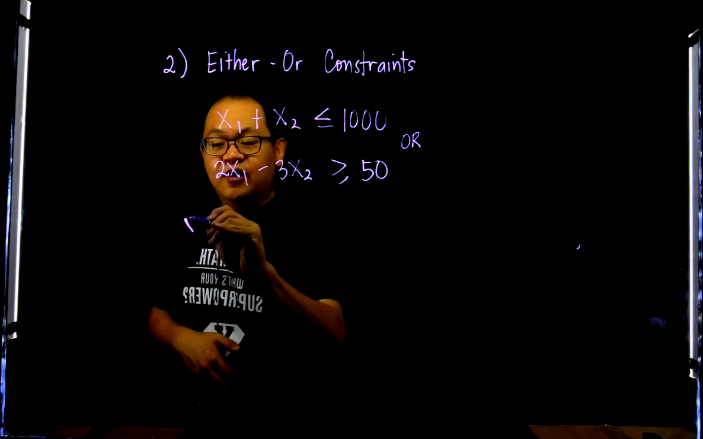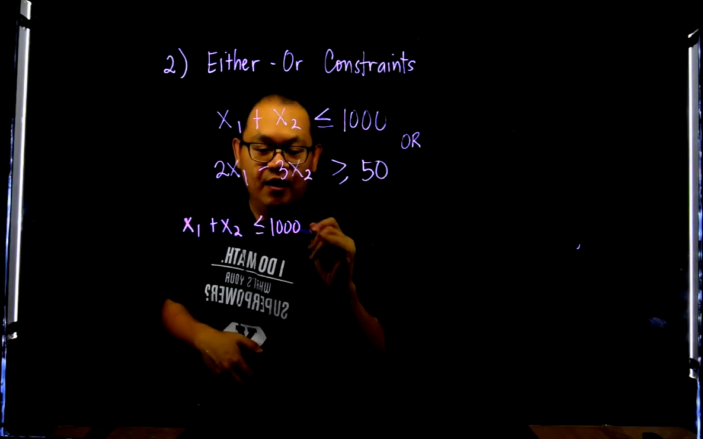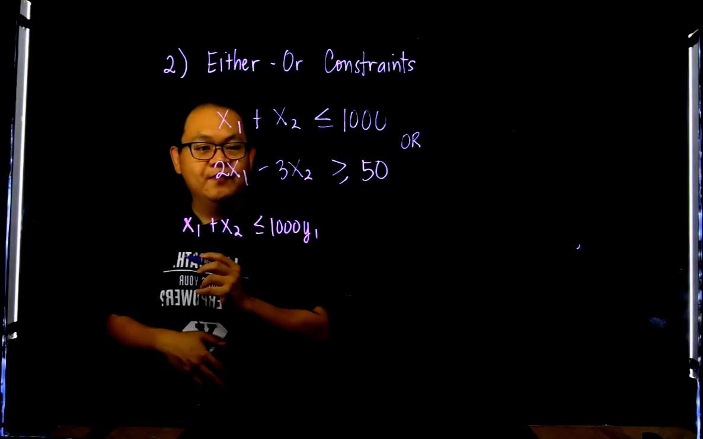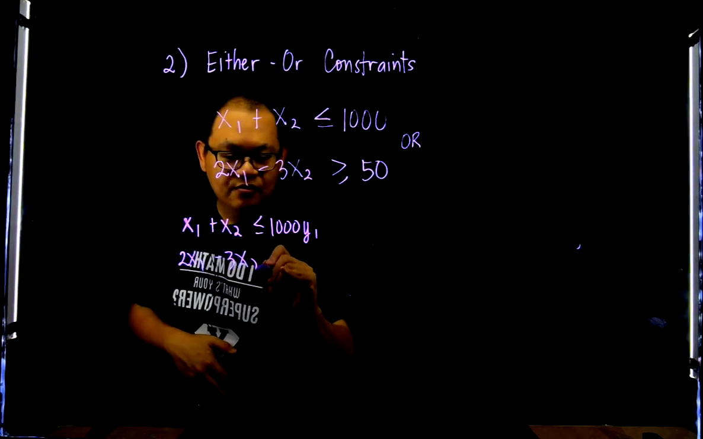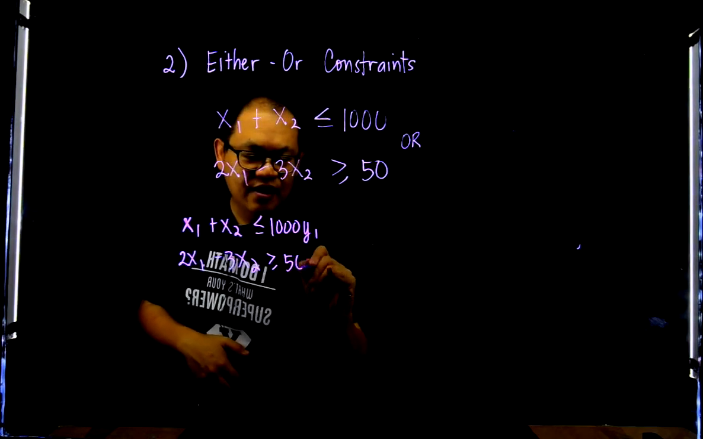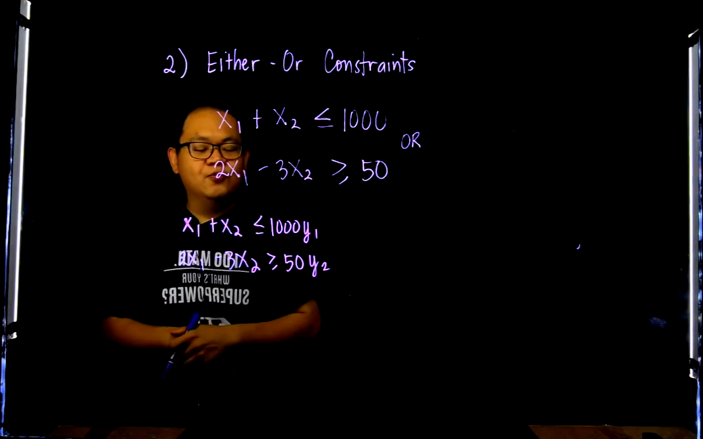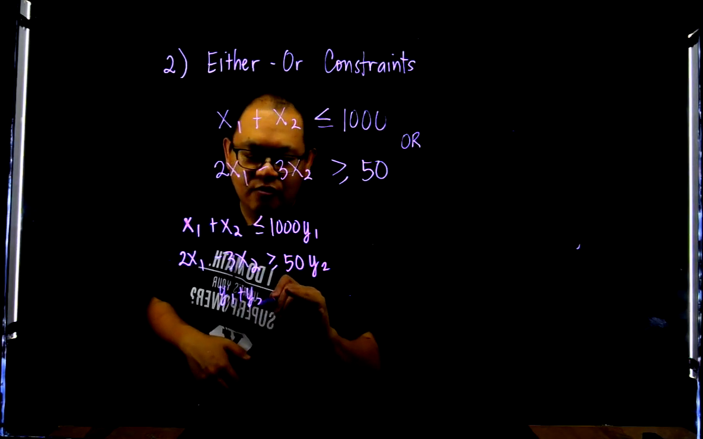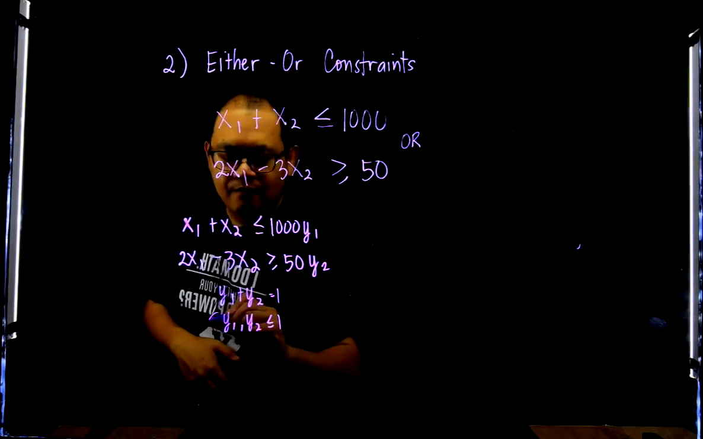I will have x1 plus x2 is less than or equal to 1000, but I will multiply the right-hand side with a binary variable y1. And then, in the same way, I have 2x1 minus 3x2 greater than or equal to 50. And again, I will multiply the right-hand side with the binary variable y2. And then we have the same set of constraints as we had a while ago. We have y1 plus y2 equals 1, and y1 and y2 are binary.